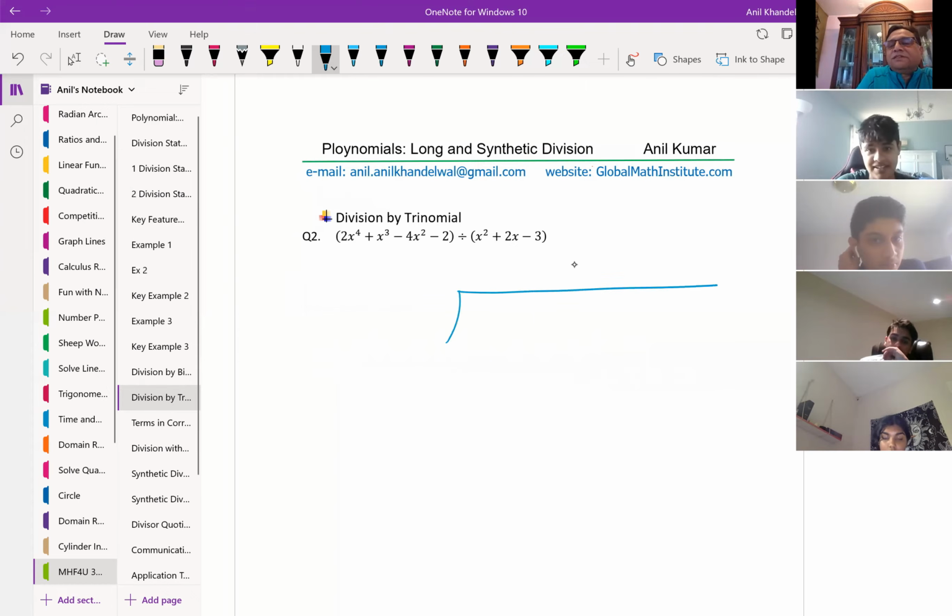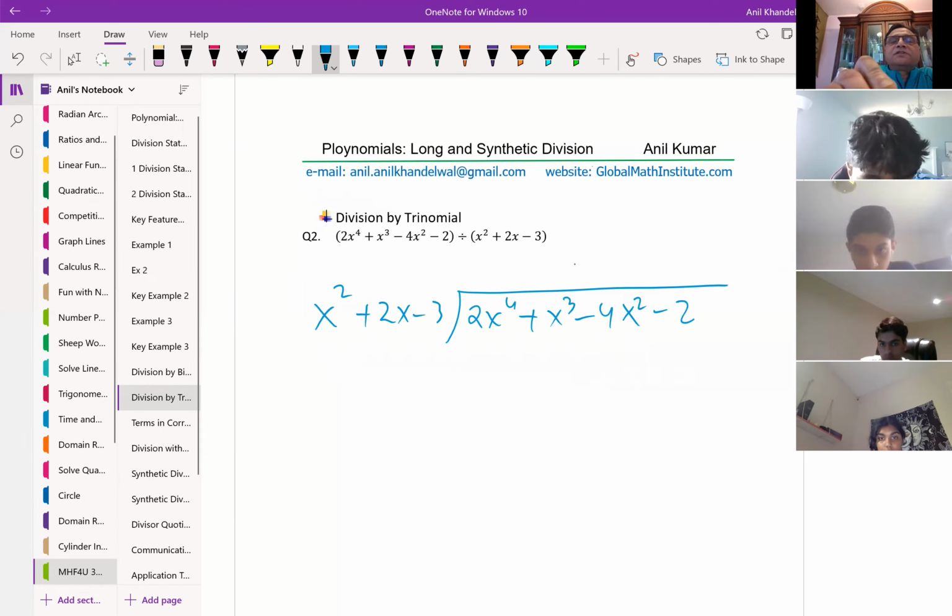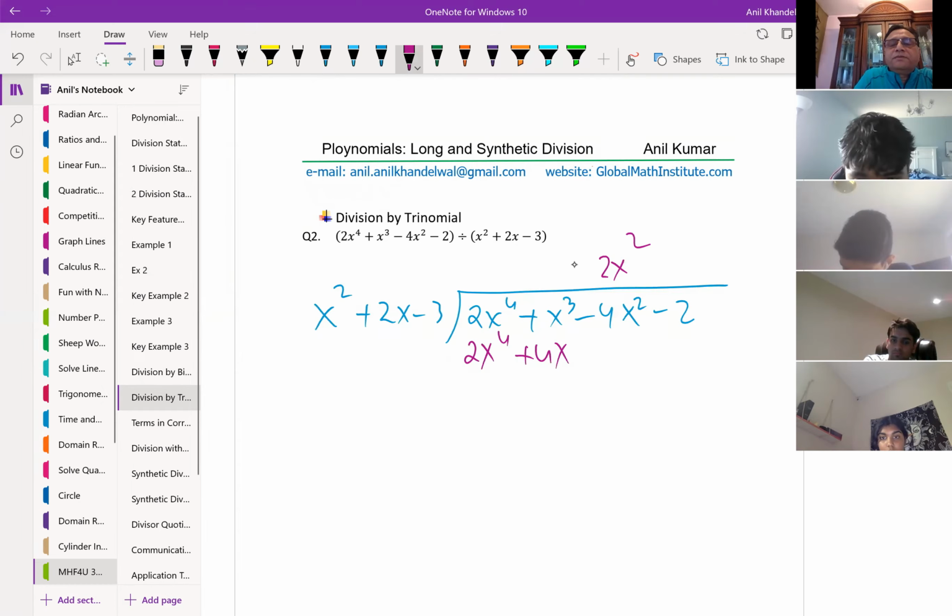We'll follow the same process. We have to divide 2x to the power of 4 plus x cubed minus 4x squared minus 2 by x squared plus 2x minus 3. So what should be the first term in the quotient? Anybody? 2x squared. Perfect. So we'll multiply everything by 2x squared. So we get plus 4x cubed, right? Minus 6x squared, take away. So that becomes minus 3x cubed, and that becomes plus 2x squared.